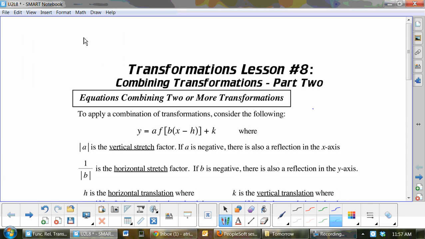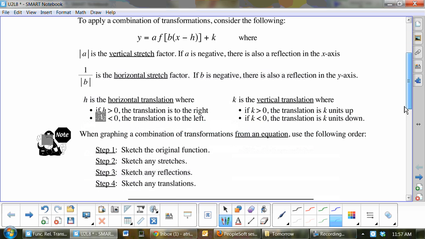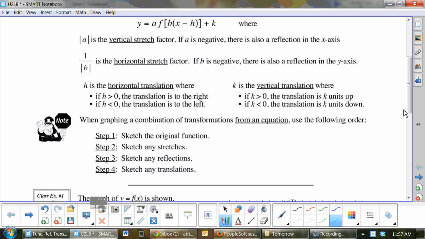Okay, final transformation. We are combining again, but this time we are just taking it up one level. Now remember, here's how you do these. Sketch the original function, then do stretches, then reflections, then translations, unless told otherwise.